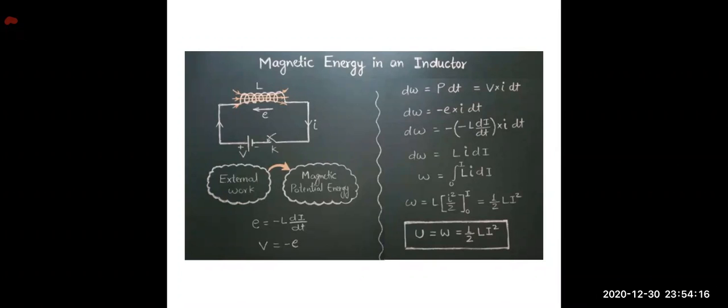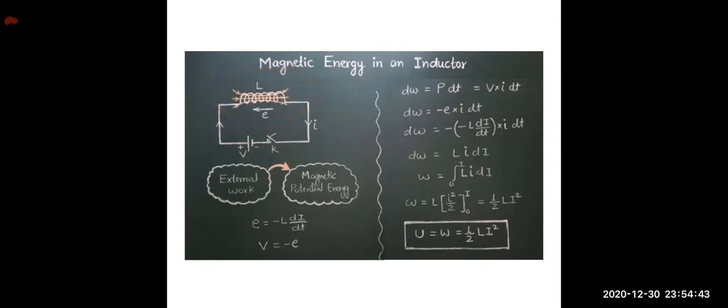Now, children, any coil or any solenoid can be called an inductor because it has some self-inductance. Now we know what is self-inductance, right? Self-inductance is a property of an inductor to oppose the change in the flow of current through it. So now let's see how magnetic energy is stored in an inductor.